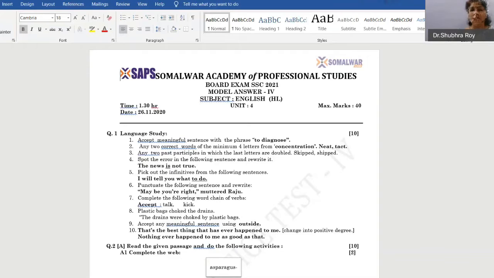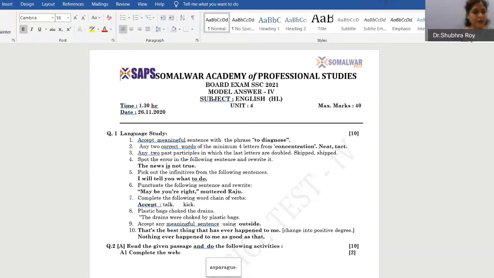Pick out. Okay. Then the next question: rewrite the sentence. You have to write the sentence again, beginning with inverted commas, and the apostrophe and comma have to be inserted, with capital letters, for 1 mark. Then complete the following word chain. Here I have taken talk, kick. You can take any two verbs in a word chain. Number 8: "Plastic bags choke the drains." Answer: "The drains were choked by plastic bags."